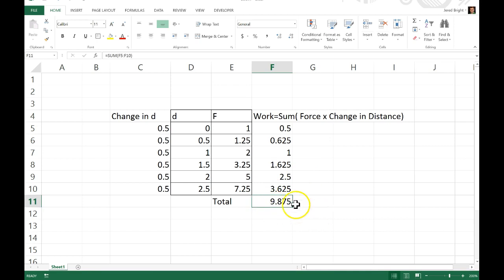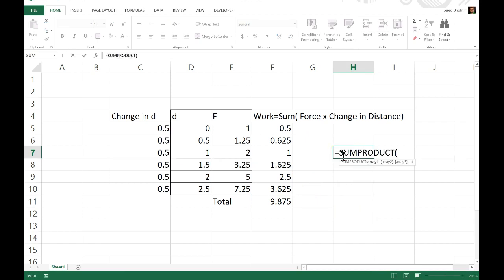There was some error in Excel when I did this quickly, but it should end up being about 9.875. Another way you can do it is to use the command SUMPRODUCT, and then you don't have to compute these, you can just select the forces and the change in distance. What this does is it takes this cell times this cell, continues those products, and adds them all together, and you should get the same thing.